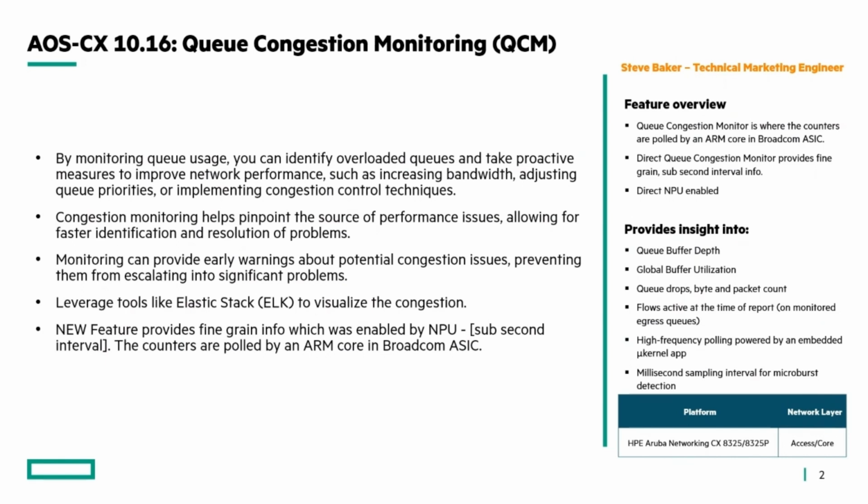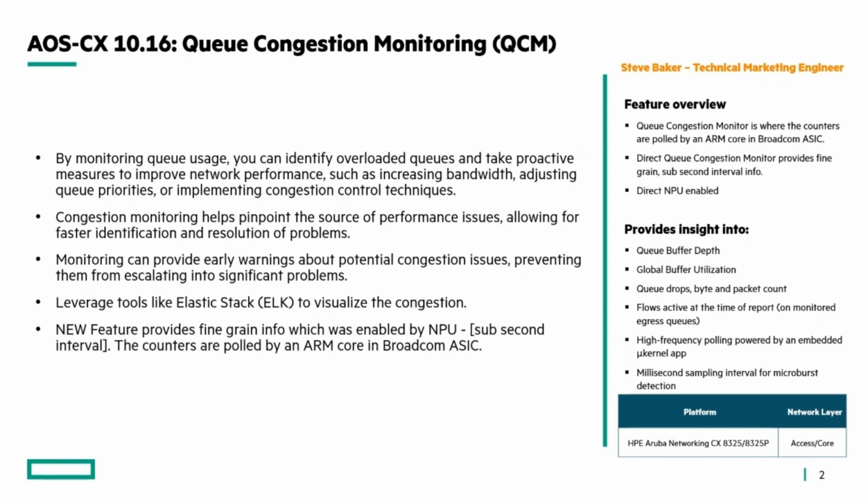And of course, it can provide early warnings about potential congestion issues, helping us prevent them from escalating into significant problems. And we can actually leverage tools like the Elastic Stack to visualize the congestion. This new feature that we're really focused on right now is actually for the 8325 and 8325P, and this really provides fine-grained information, which is now enabled by the NPU, helping provide sub-second interval information.